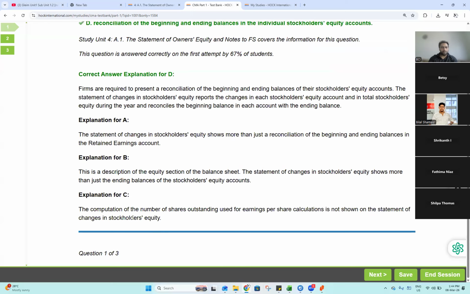The answer is D. The firms are required to present reconciliation of the beginning and ending balance of the stockholders' equity. The statement of changes in stockholders' equity reports the changes in each stockholders' equity account and its total during the year and reconciles the beginning balance in each account with the ending balance. Clear?